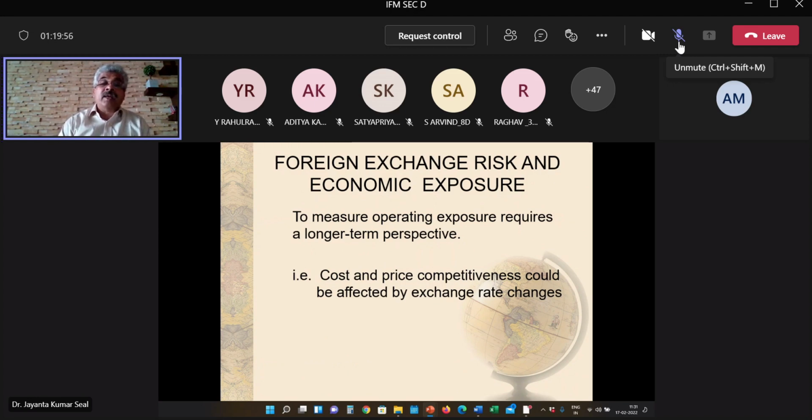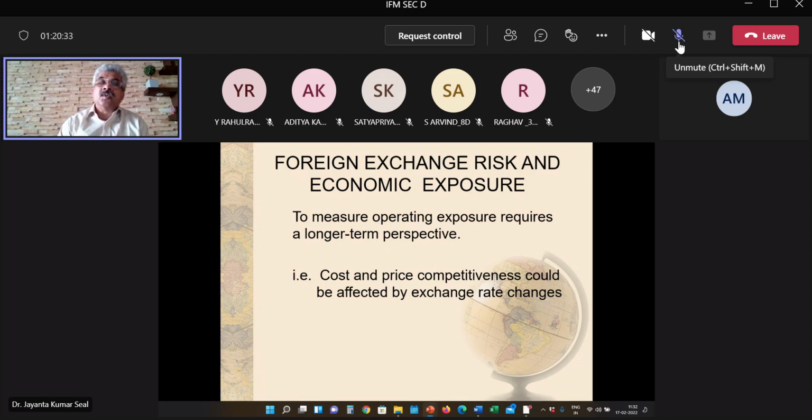So to measure operating exposure, it requires a longer term perspective. Cost and price competitiveness could be affected by exchange rate changes. What do you mean by cost and price changes? So one is you are manufacturing by importing your material. When you import your material, if Indian rupee depreciates, your cost of production will go up. But when you are exporting your finished product, if Indian rupee depreciates, your revenue will go up.